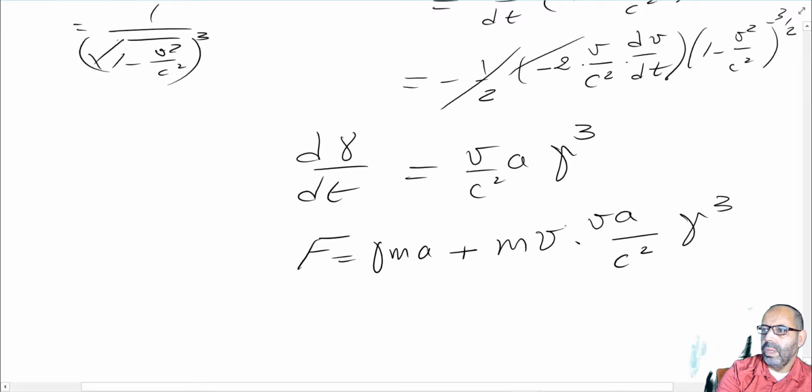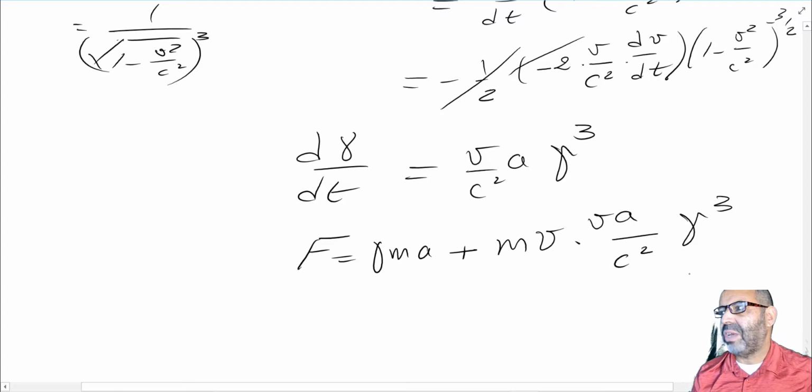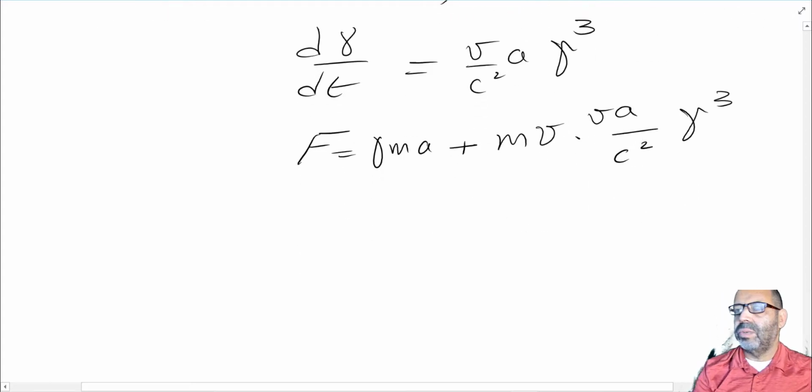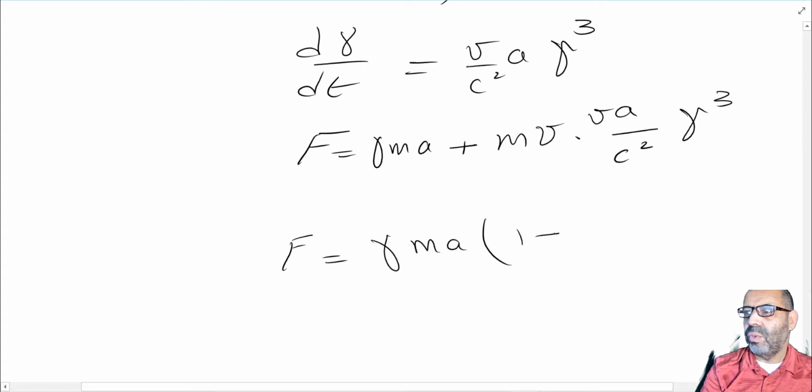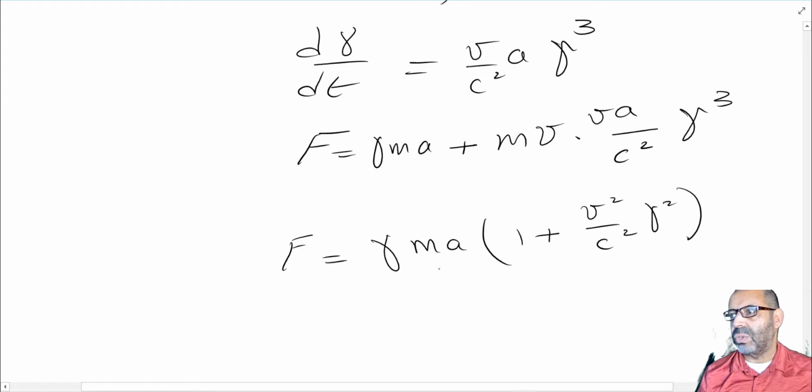V times v, v squared. So I have gamma ma, and I have ma times gamma cubed. So I'm going to take ma and gamma as a common factor in here and see what we end up with. So this force looks like gamma ma as a common factor, and I'm left with 1 plus, I have a v and a v, that's v squared over c squared, and I'm left with gamma squared in here because I took one of them out.